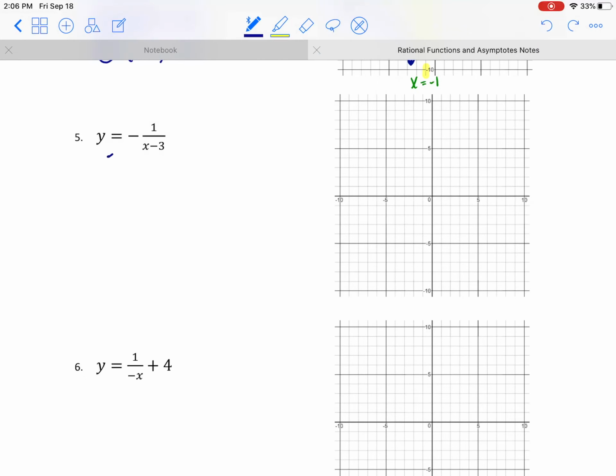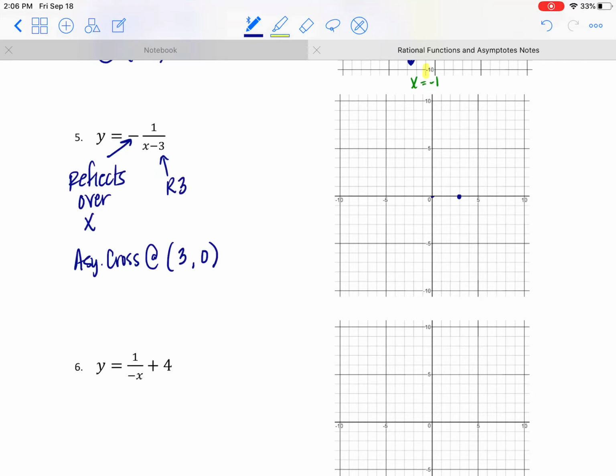Okay, so this guy this time has a negative here, so I know that this is going to be reflecting over the x. Reflects over the x. And then this -3 is going to make our graph go to the right 3. So my asymptotes are going to cross where? Well, I'm not shifting up or down, I'm just going to the right 3. So if I just went from the origin right 3, then I land here. So I go right 3, that's +3 this way, and I don't move up or down, so that's going to stay at a 0. Okay, so I'm going to have a vertical asymptote through that point, and that is at x equals 3.